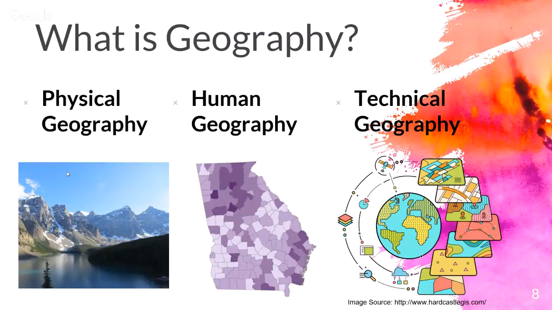As I said, it's physical geography, it's human geography, but it's also technical geography, and that's what we're going to be talking about today. So we have our physical geography, with our lakes and mountains. We have human geography, which is the distribution of populations. It's where our food deserts occur. It's those political boundary lines where we get our congressmen and women. And then we have technical geography, where we use these geospatial technologies to map the world around us. We can map pretty much anything that we have spatial data for.